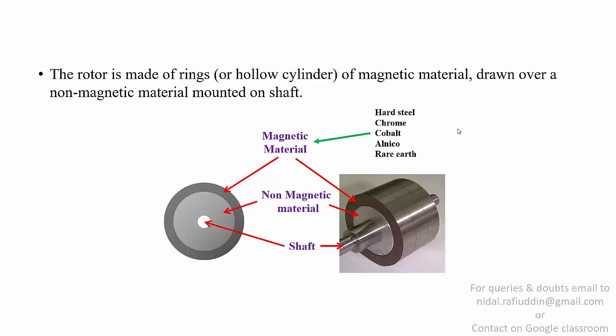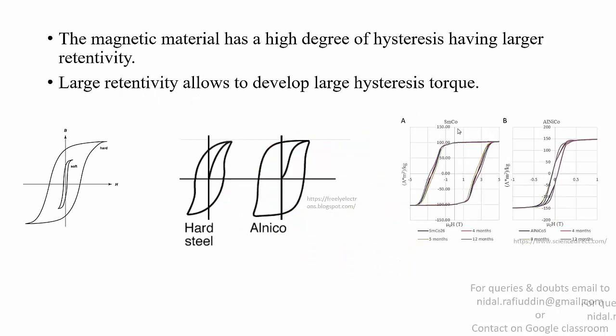Examples of these magnetic materials are hard steel, chrome, cobalt, nickel, and rare earth. Any one of these materials will be used for making this outer periphery of the rotor. Then the outer periphery of this rotor is drawn over the non-magnetic material, an example of which is brass. The magnetic material employed in the rotor should have a high degree of hysteresis, having larger retentivity. The reason is that larger retentivity allows the development of large hysteresis torque. Here I presume that you are already aware of the hysteresis loop and terms associated with it.